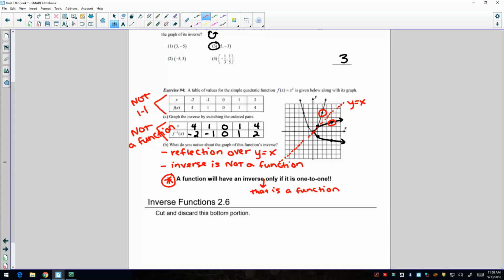Okay, hopefully that makes sense. So if the original is not 1 to 1, you can still graph the inverse, but the inverse won't pass the vertical line test. It will not be a function. If the original is 1 to 1, then its inverse will be a function as well. Okay, so that is it for lesson 2.6.